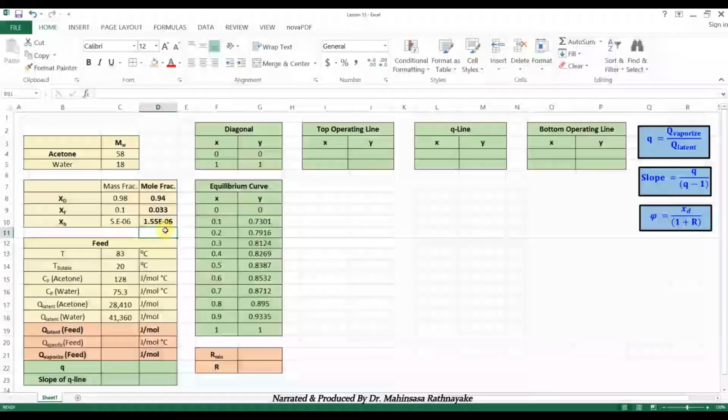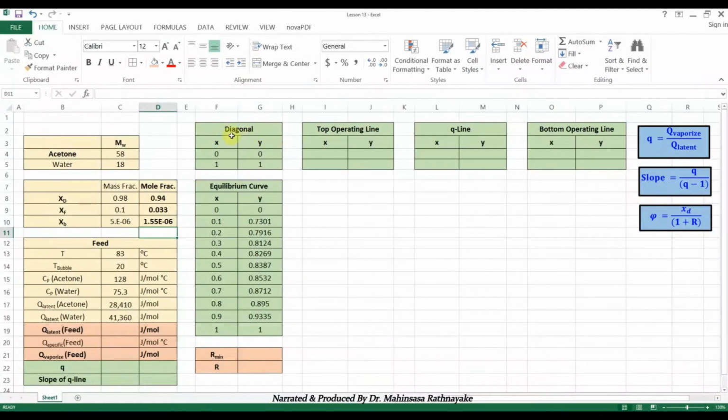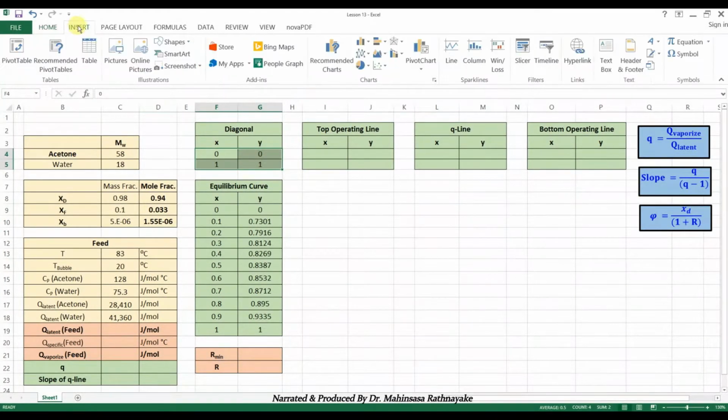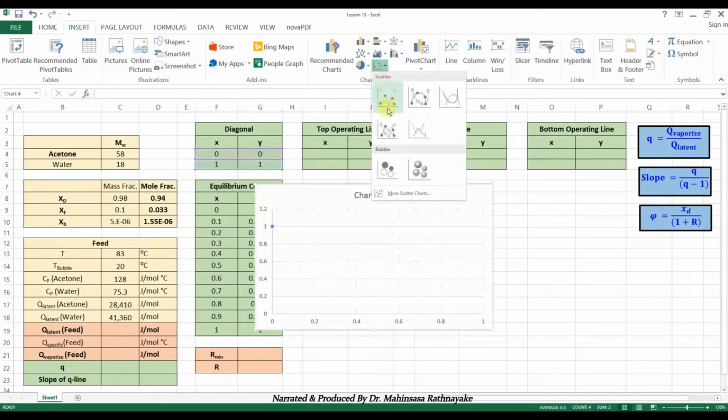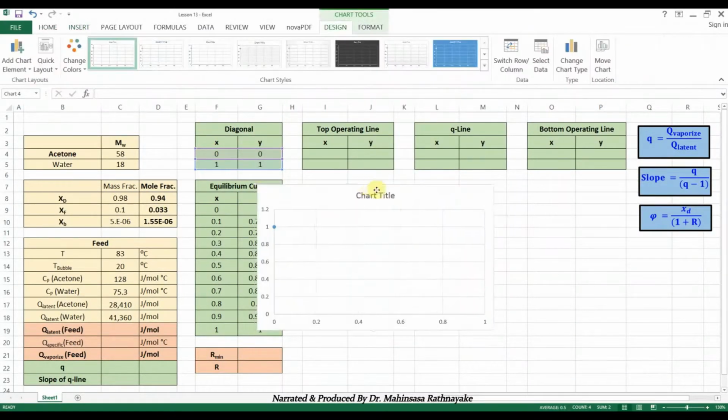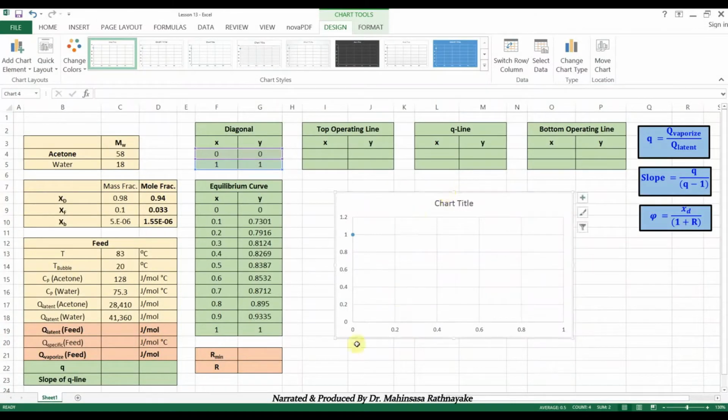It's better to draw the diagonal of the plot, that is the x equal to y line, in the diagram before plotting the vapor-liquid equilibrium curve. So we can take the 2 points such as 0, 0 and 1, 1 to create the diagonal. So let's insert a scatter diagram. We learned how to plot scatter diagrams in Microsoft Excel in our fourth video lesson.